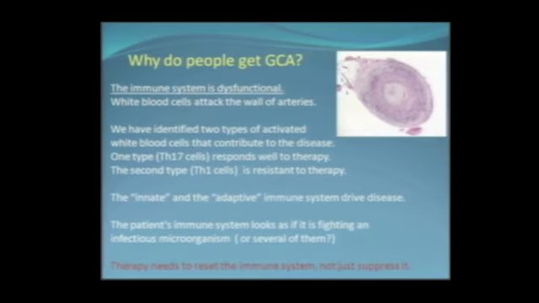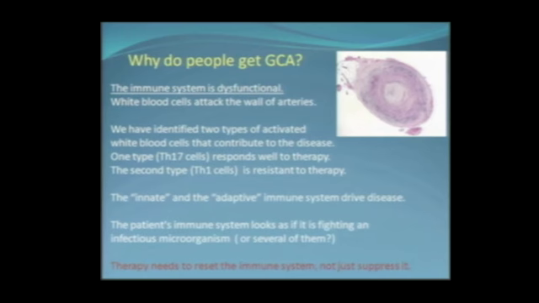Okay, now, number one, the immune system of these patients is dysfunctional. This is an immune system-mediated disease. The white blood cells attack the walls of arteries. When you go in there, that artery is filled with white blood cells of the immune system.